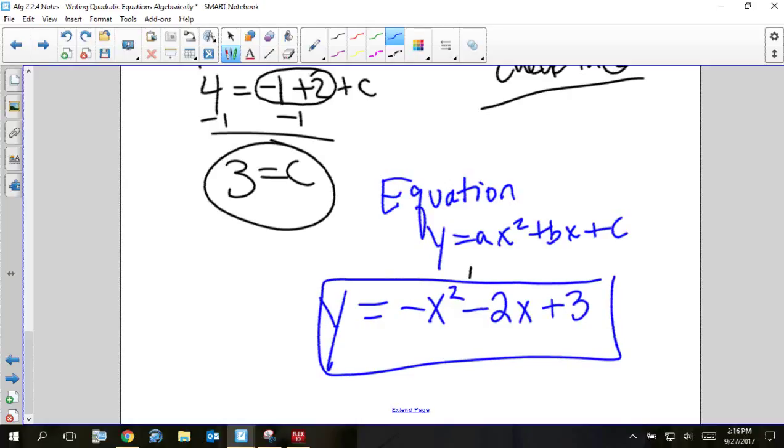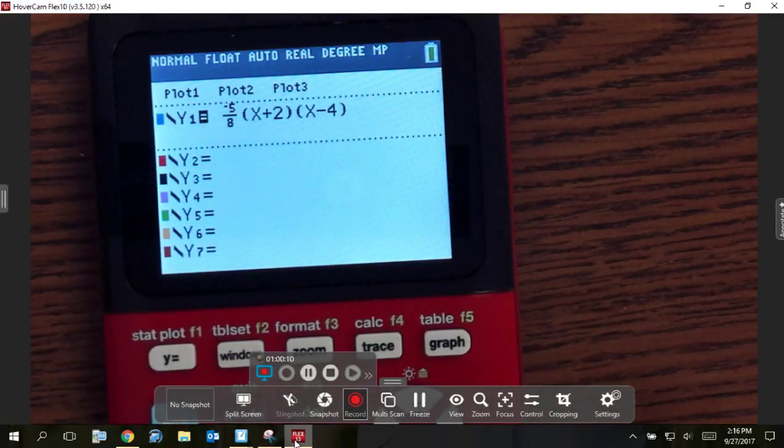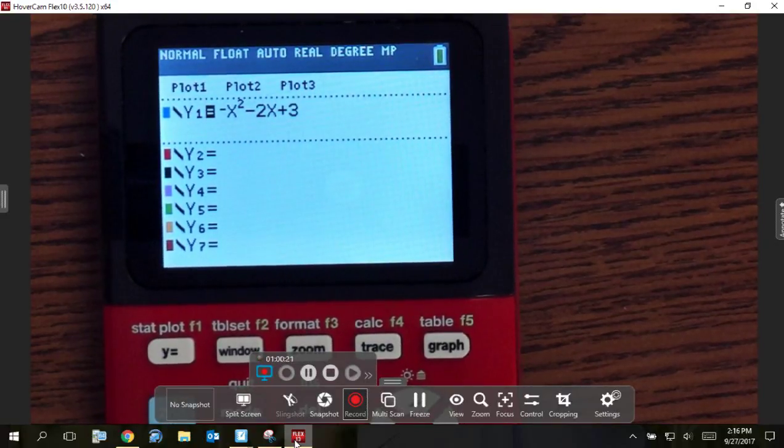So our final answer is the equation of the line. There is a way to just check to make sure you did something right using your graphing calculator also. So go ahead and put that into your y equals, into your graphing calculator. You're going to type it in, and then you want to go to the table and make sure that all 3 ordered pairs are in the table.